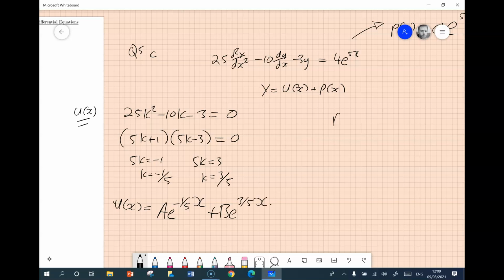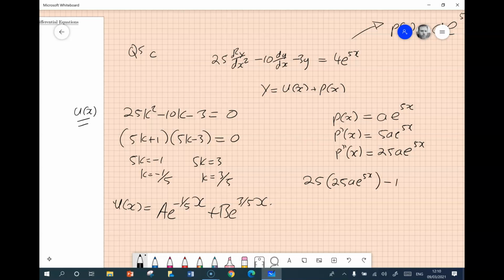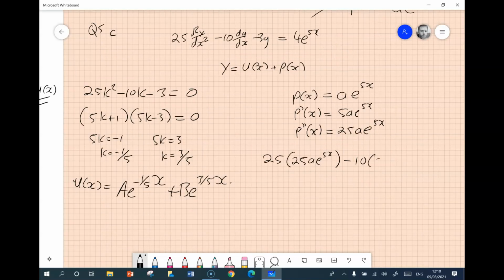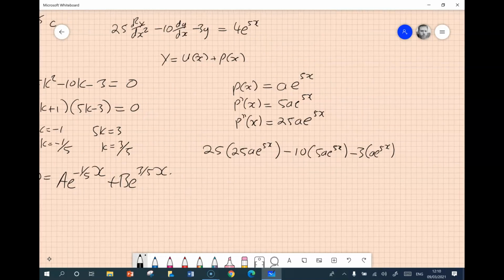Now for our p of x. The right hand side is the exponential, so as we said earlier, it's going to be ae to the power of 5x. We get the first derivative, which is going to be 5ae to the power of 5x, and then the second derivative, which is 25ae to the power of 5x. Now we sub those back into our original equation. So it's 25 times the second derivative, which is 25ae to the power of 5x, minus 10 times the first derivative, which is 5ae to the power of 5x, minus 3 times the original function, which is ae to the power of 5x, and that is equal to 4e to the power of 5x.